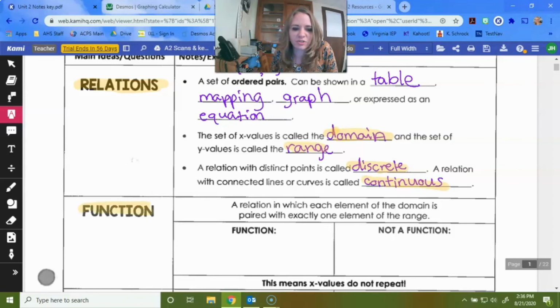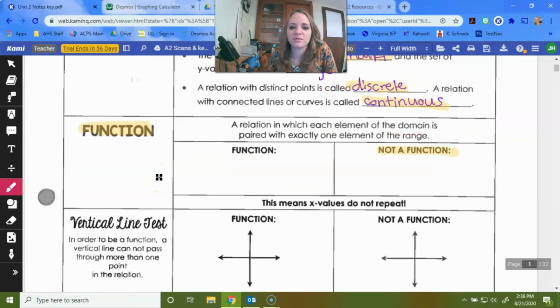Alright, and then your definition of function, and then it's important to know how to identify if it's a function or not. So, a function is a relation in which each element of the domain is paired with exactly one and only one element of the range.